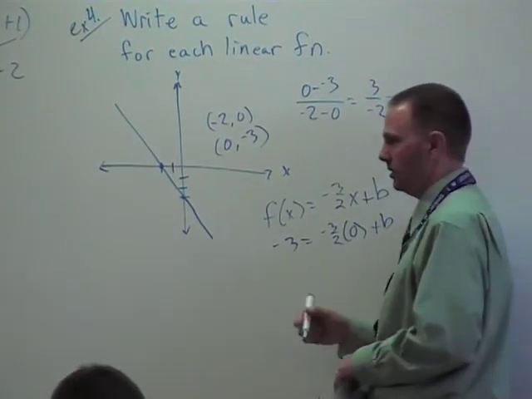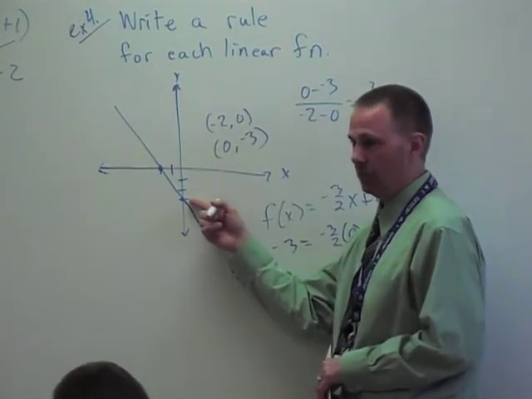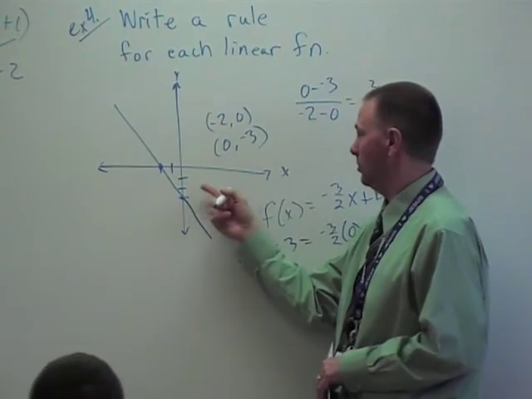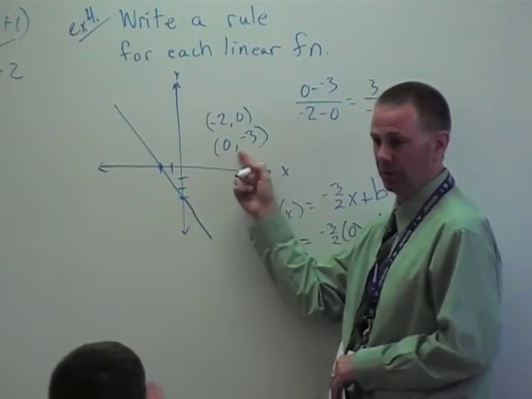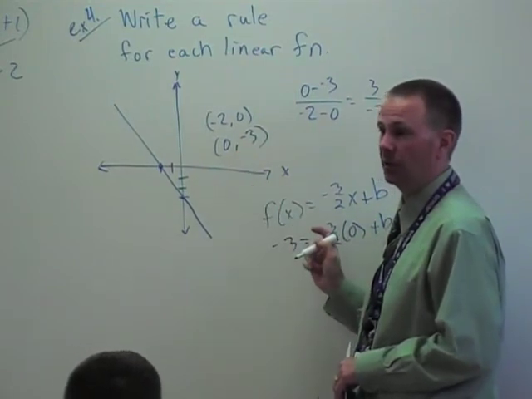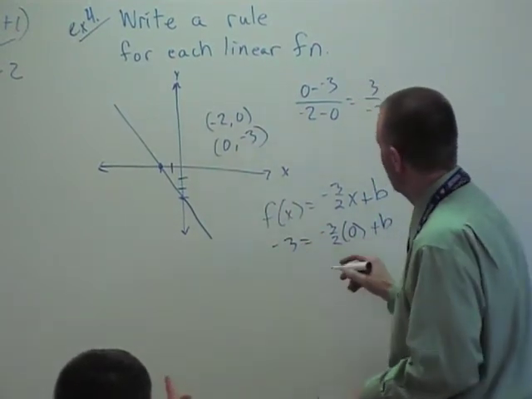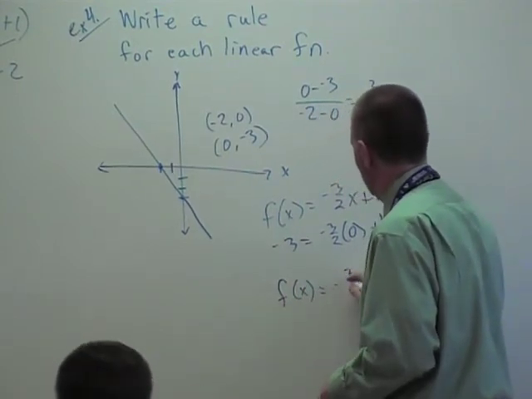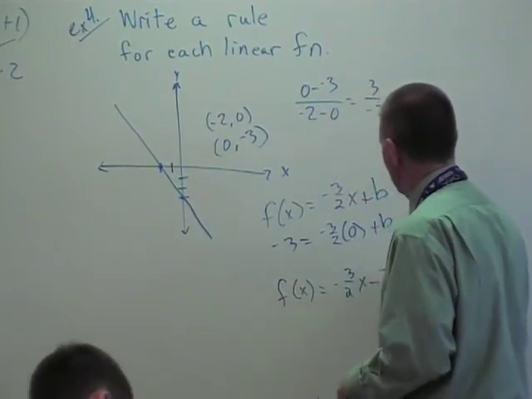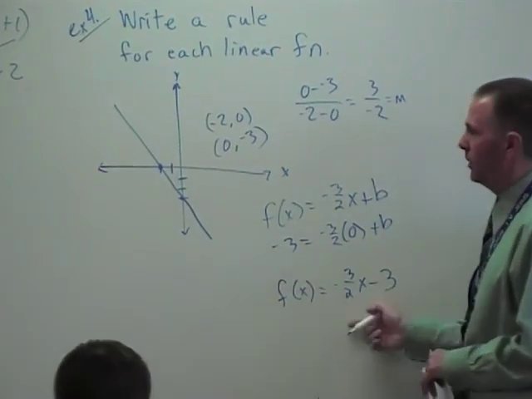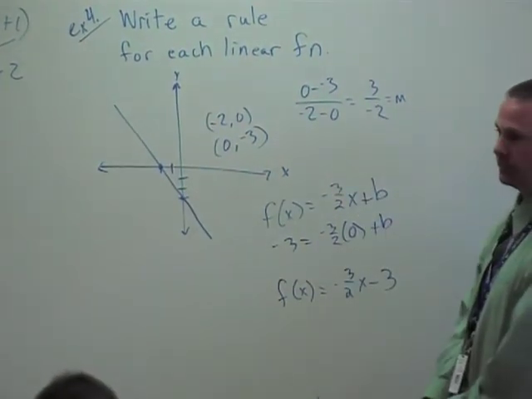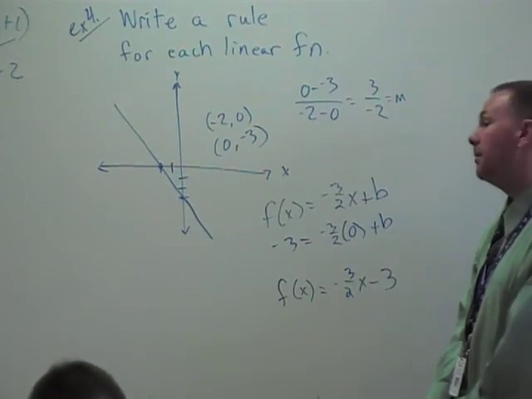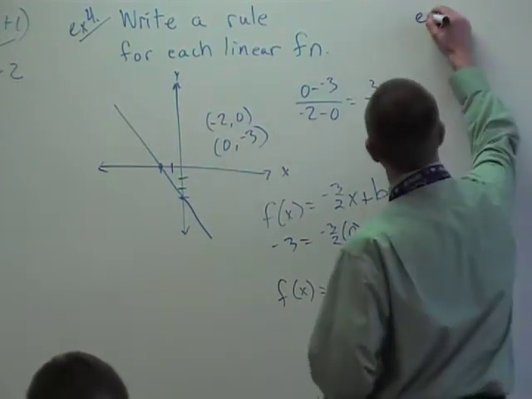That's where it crosses the y-axis. Did you not see where it crossed the y-axis? Did you not notice that you gave me the y-intercept? That's okay. I expect you to plug the points in if you don't know. So here's the answer. f of x equals negative 3 halves x minus 3. That would be the function for that graph. Good.